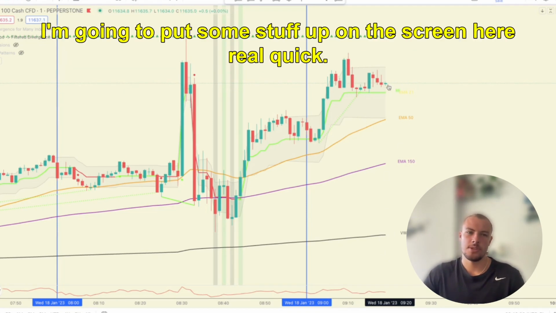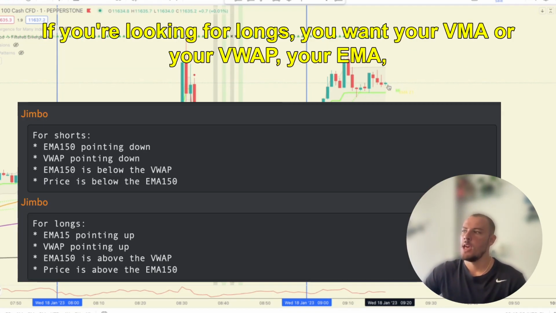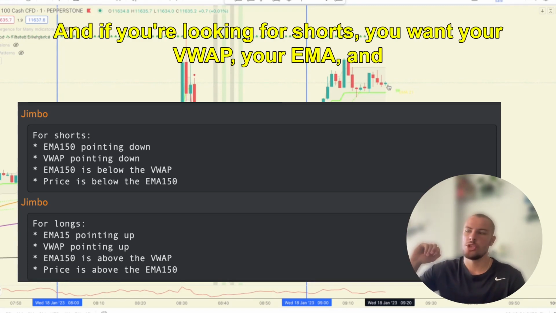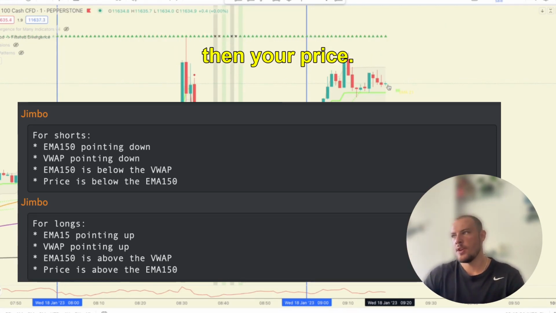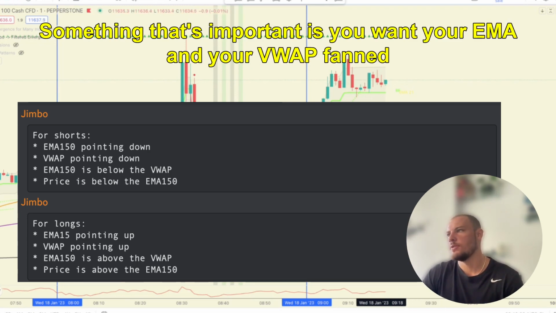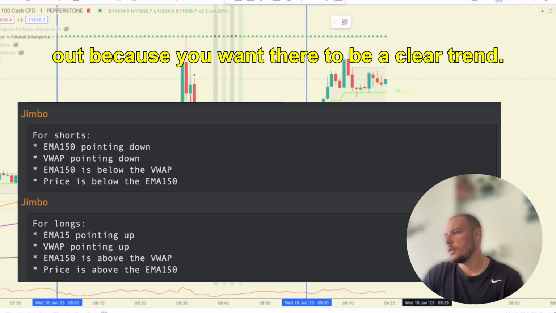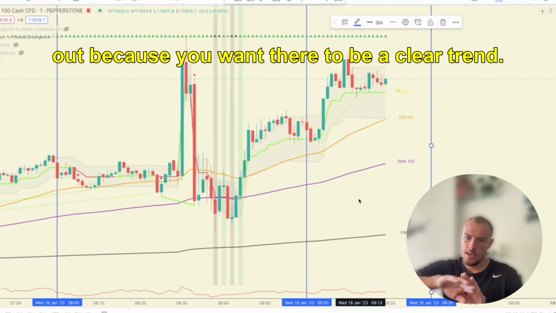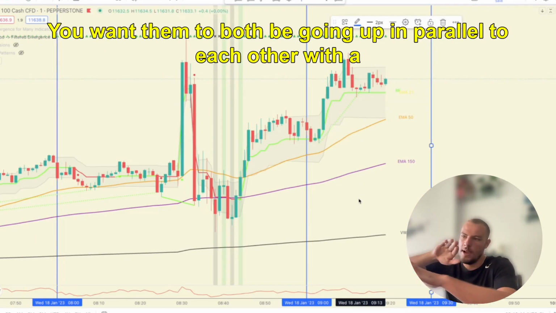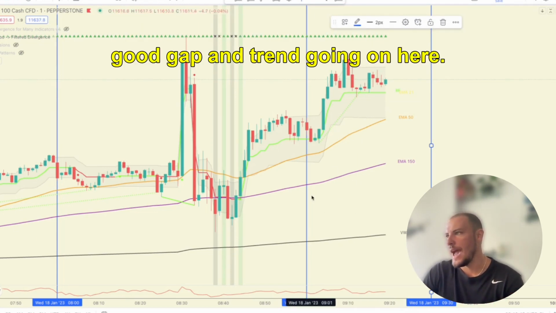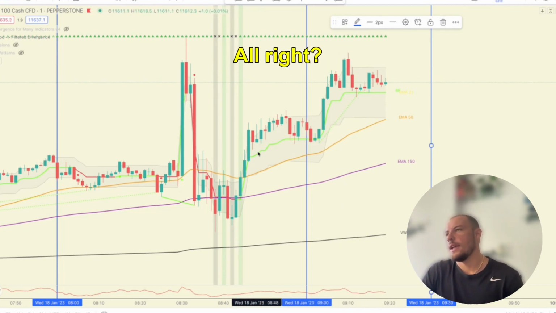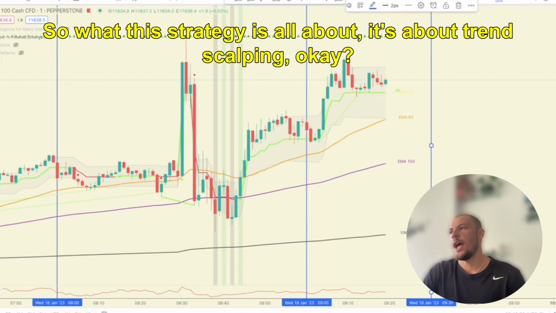Okay, I'm going to put some stuff up on the screen here real quick. If you're looking for longs, you want your VWAP, your EMA, then your price. And if you're looking for shorts, you want your price, your EMA, and then your VWAP. Something that's important is you want your EMA and your VWAP fanned out, okay? Because you want there to be a clear trend. You want them both going up in parallel to each other with a good gap and trend going on here.